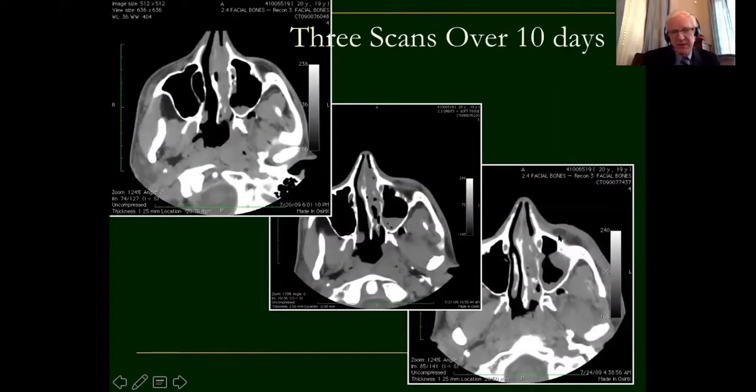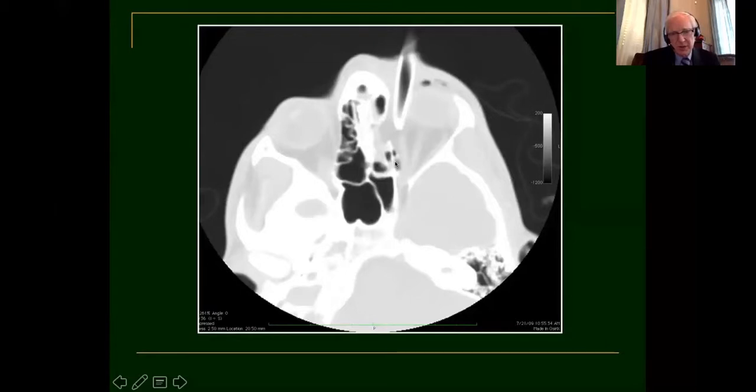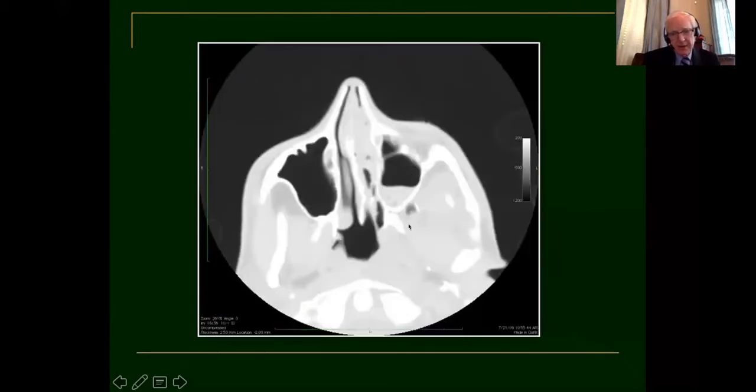And this is over a 10-day period. Air should absorb, and it did not. So you go back and look at the window. There's black air in the lung window, and you see this as gray. And if you look at this one, again gray, it's not air. And this one absolutely is not air. So we had to go into the infratemporal fossa to get to it.